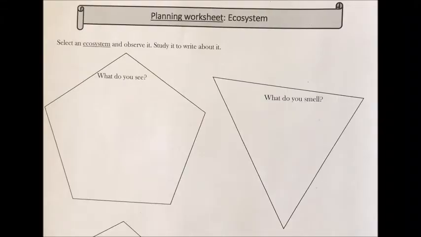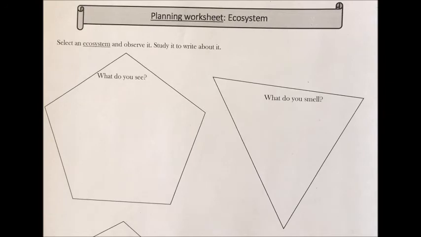This is the top half of your worksheet. So you will see it says select an ecosystem and observe it. So grade 6s, if you can just go sit outside somewhere, maybe for 10 minutes or 15 minutes, or you may have a family farm or a special dam close to you, or just a forest or a walking trail. It can be any ecosystem. It does not have to be in your backyard, but that's obviously the easiest thing to use. But if you have another ecosystem that you want to write about, you may.